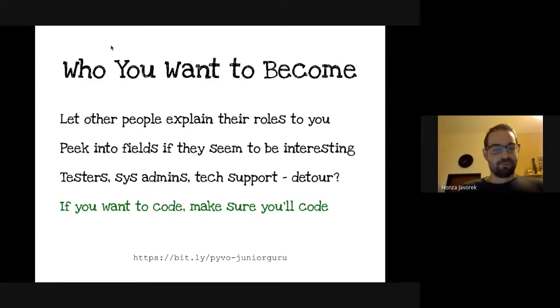So if you want to code, make sure you'll code. Even a tester can code. If it's automated tests, you can code as a tester, but make sure that the position is about that if you want to code. I don't want to say that tech support is a bad position, but not if you want to code.